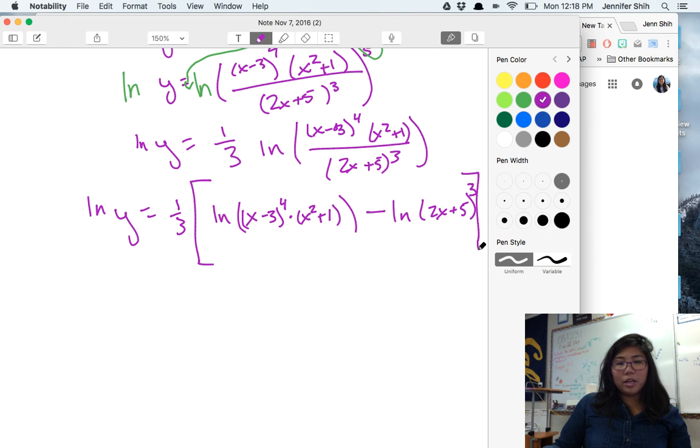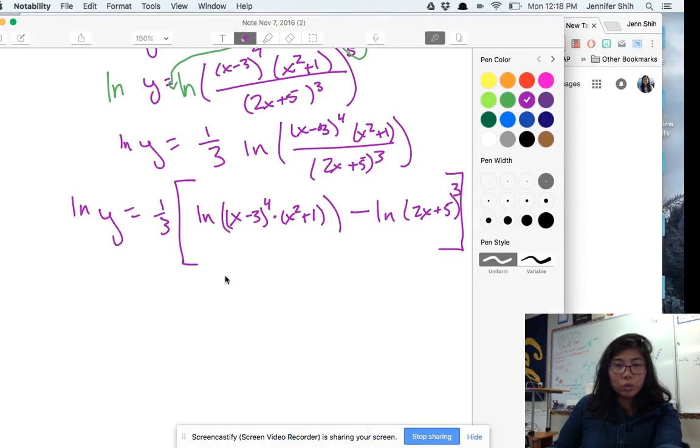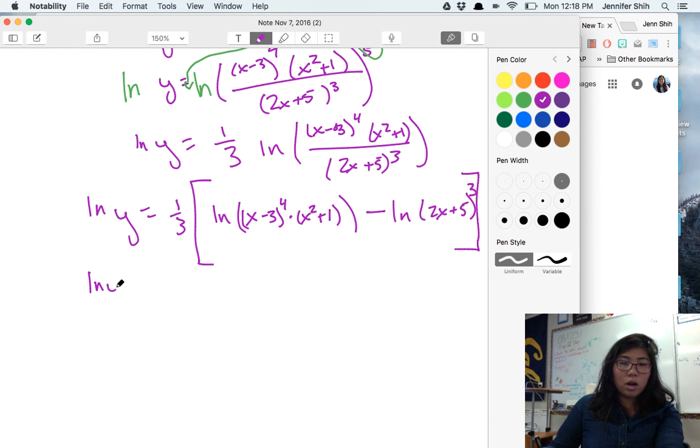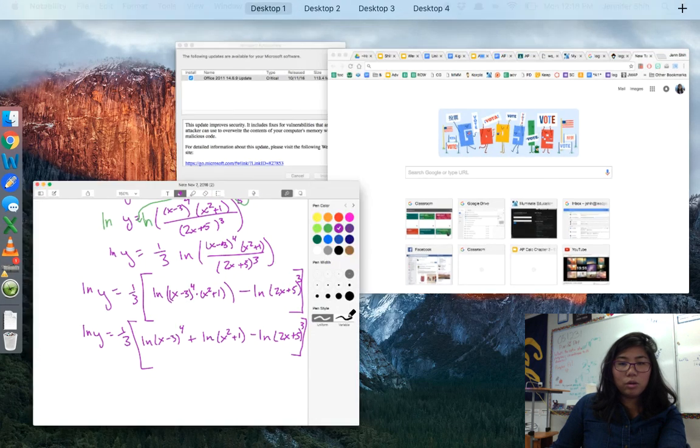Okay, big brackets. Now I'm going to use my product rule because there's a product in this argument. Just like x and y are products, I'm going to split them up into 2 logs. So ln of y, big brackets, ln of x minus 3 to the 4th plus ln of x squared plus 1 minus ln of 2x plus 5 to the 3rd. Big closing brackets.